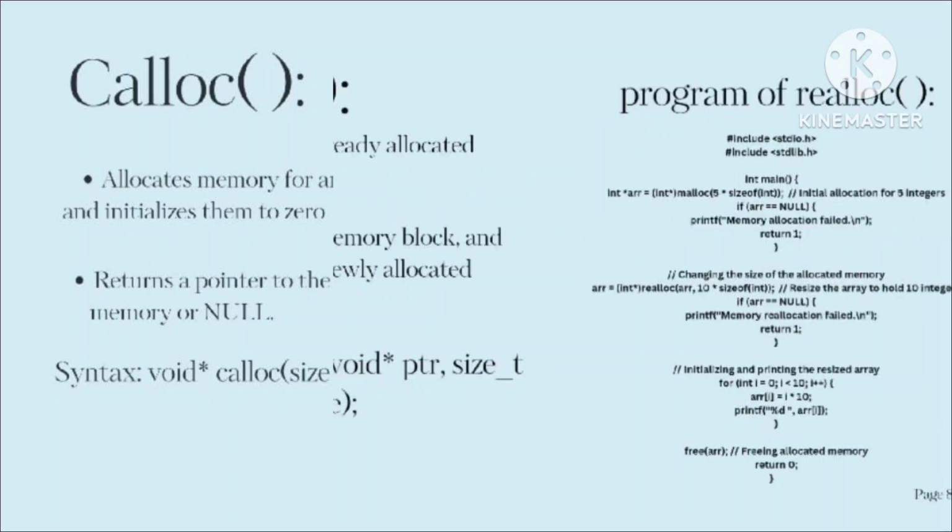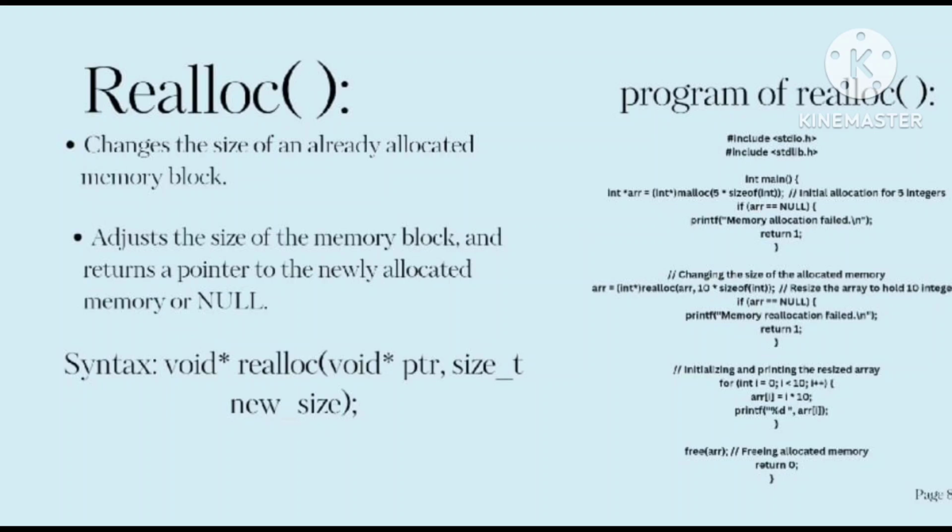Thereafter comes the realloc function, which is mainly used for changing the size of an already allocated memory block. It adjusts the size of the memory block and returns a pointer to the newly allocated memory or returns null.